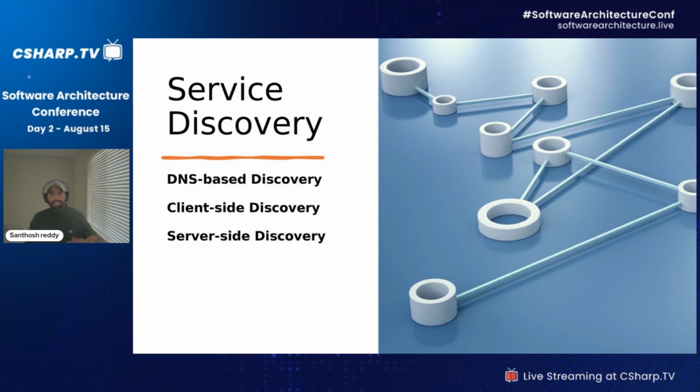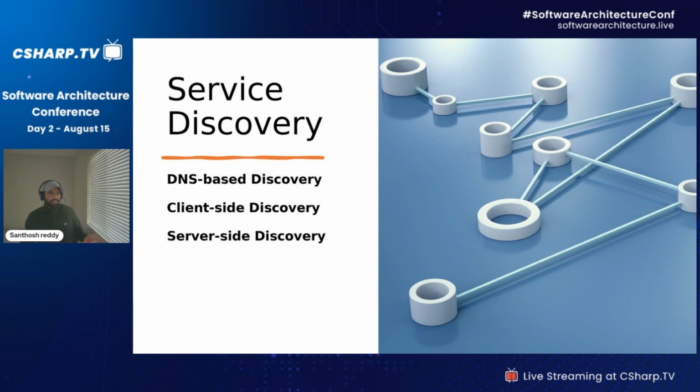So there are multiple different ways to actually do the service discovery. One is DNS based discovery, and the others are client side and server side. In the DNS based discovery, you basically use the domain name service to map service names to IP addresses and ports. That allows services to discover each other's location.